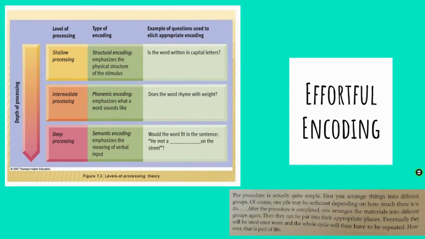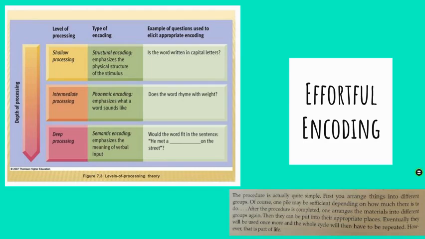The second level of effortful processing is called intermediate or phonemic encoding. This is where we might emphasize what words sound like. What does a word rhyme with? This is better than shallow, but still not going to get you very strong long-term recollection of information.